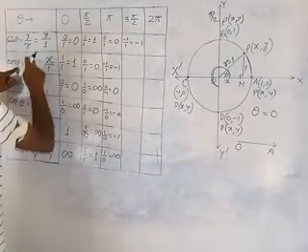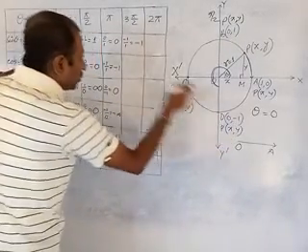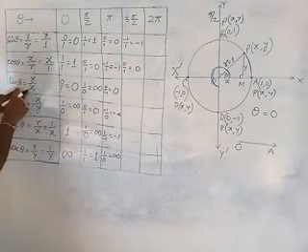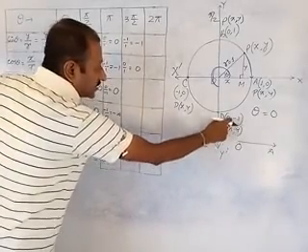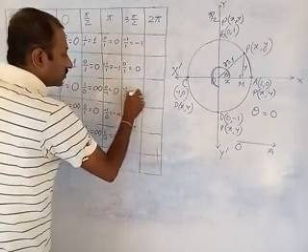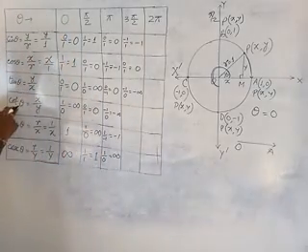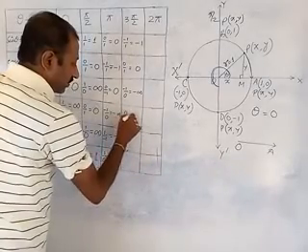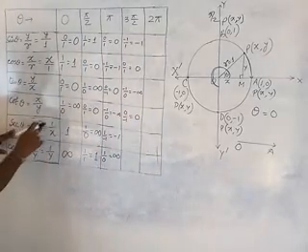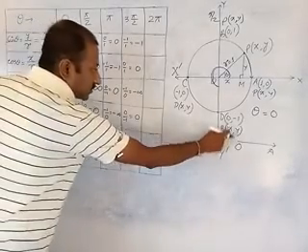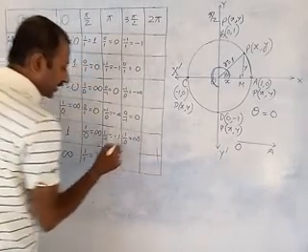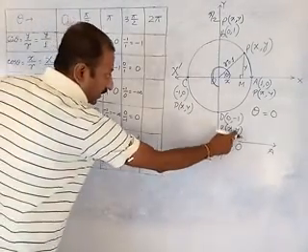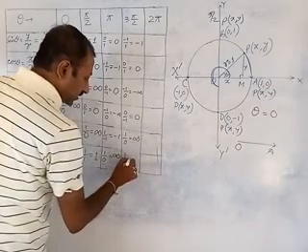In case of cos, it is x by 1. What is the value of x? 0. 0 by 1 is equal to 0. In case of tan, it is y by x. y is minus 1, x is 0. Minus 1 by 0, minus infinity. Value of cot is x by y. x is 0, by minus 1, 0. Sec is 1 by x. x is what? 0. It is plus infinity. Cosec is 1 by y. 1 by, value of y is minus 1. So it is minus 1.